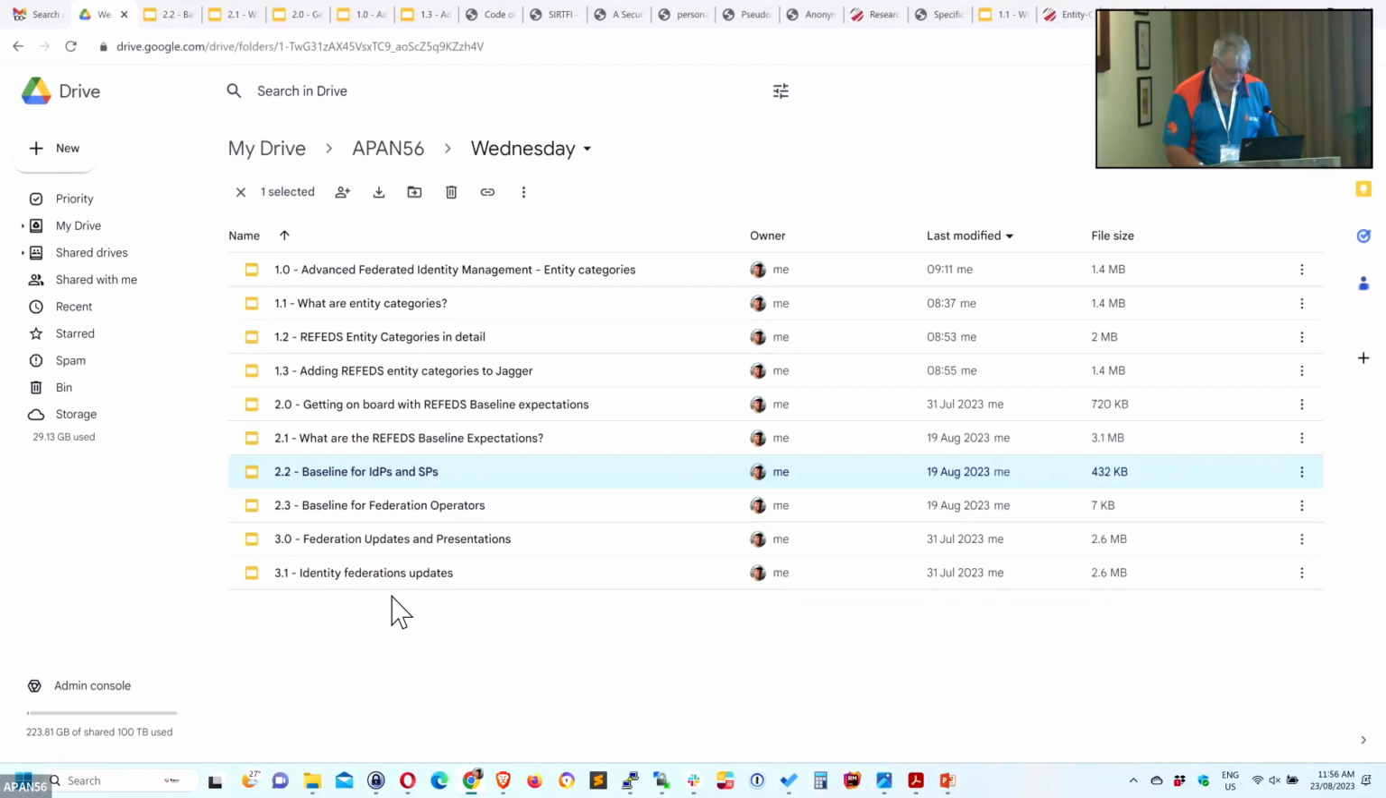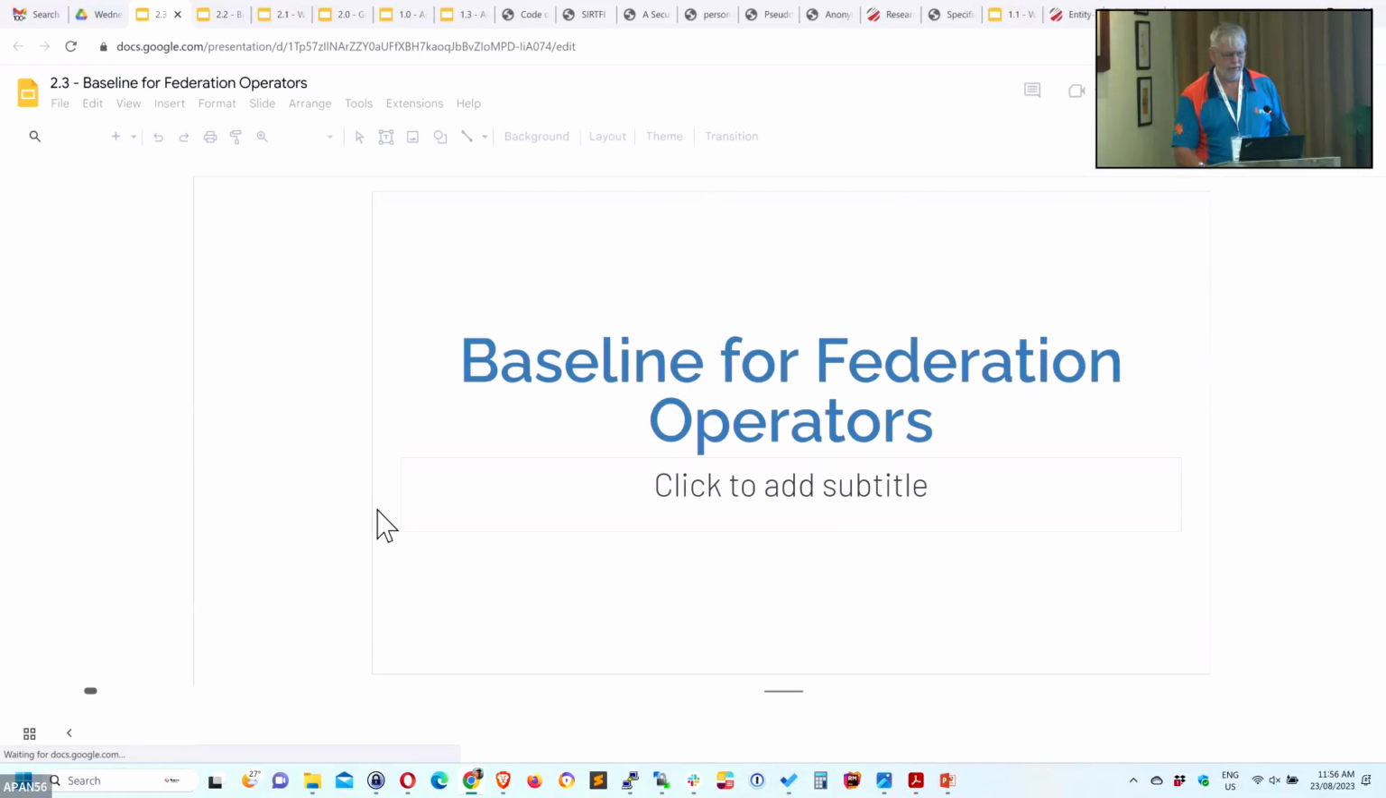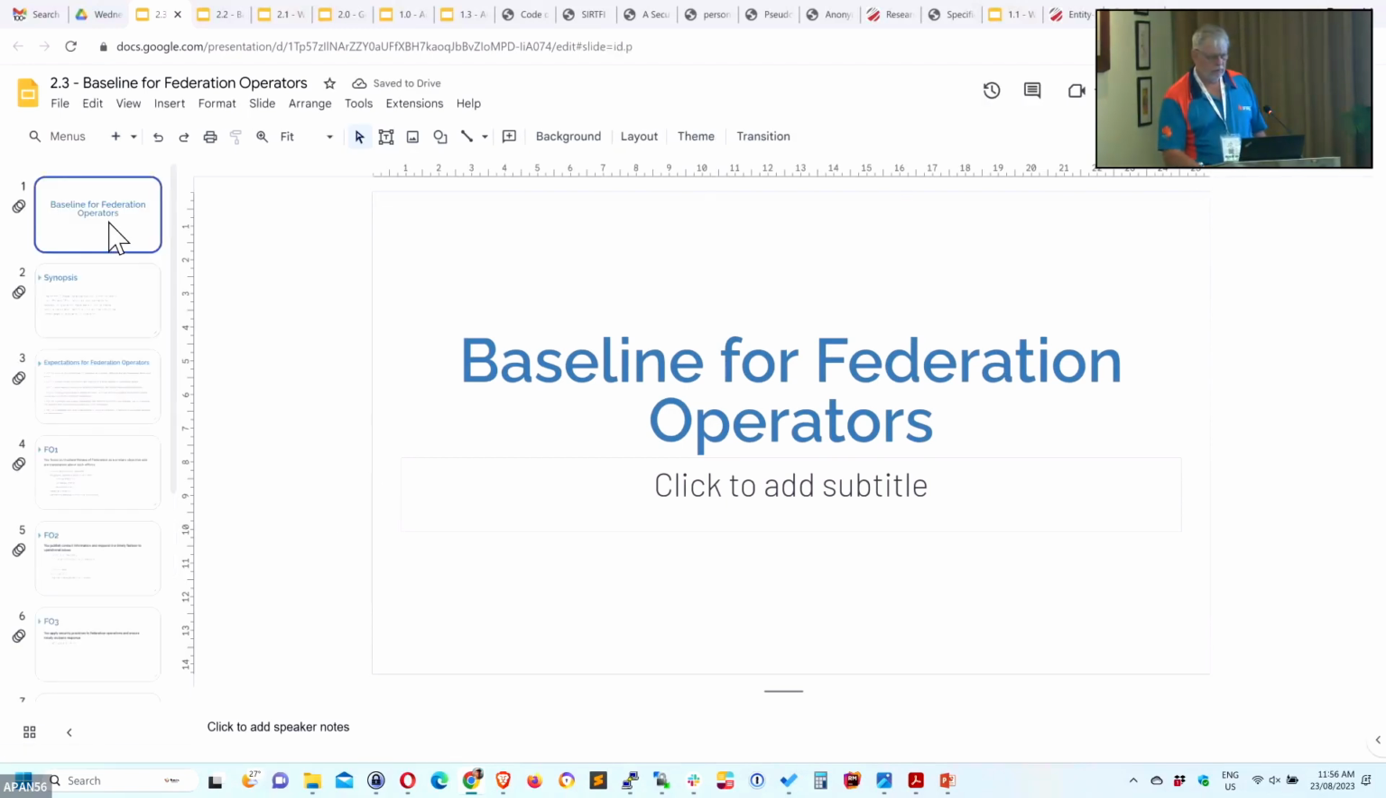what's required for our Federation operators. That's us. I see Depthy's joined us in the back there, and she's the Federation operator for Sri Lanka, or one of the people involved in it.